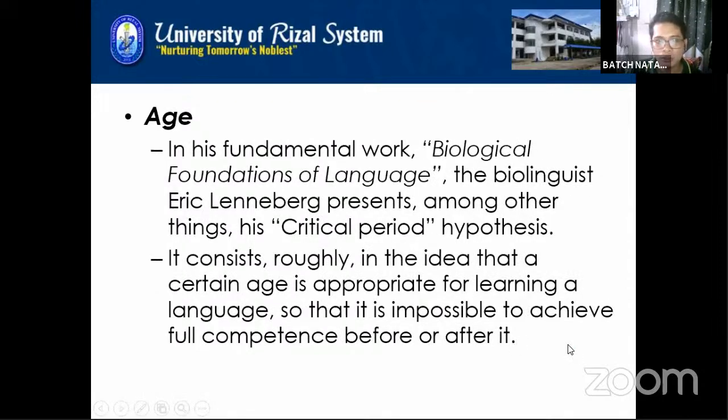Okay. So, from this study by biolinguist Eric Lenneberg, he presents that in his fundamental work of biological foundations of language, he also posited the critical period hypothesis. So, what is that critical period hypothesis? So, it consists roughly in the idea that a certain age is appropriate for learning a language so that it's impossible to achieve full competence before or after it.